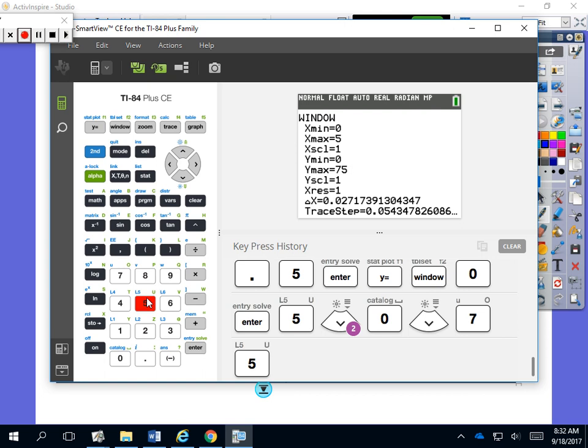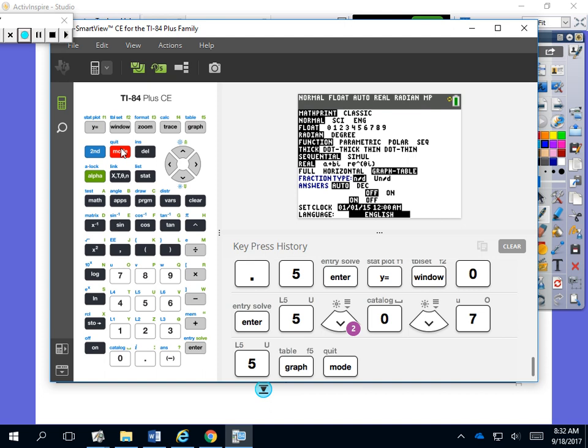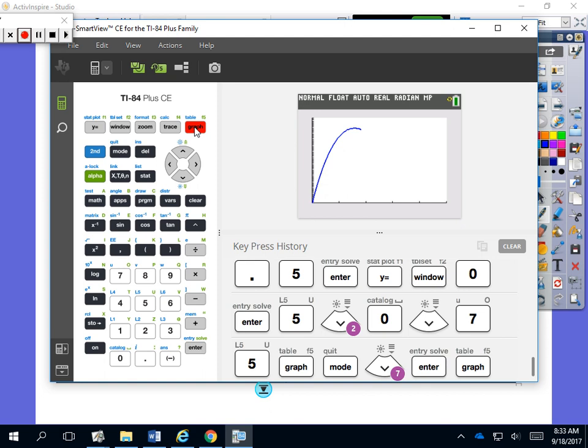So now you're going to press graph. And if you don't want the double screen, remember you just go to mode and arrow down to highlight full. Then press graph. Okay, so we want this number here, whatever it is. We want to know what that is, so we're going to tell the calculator to find that.